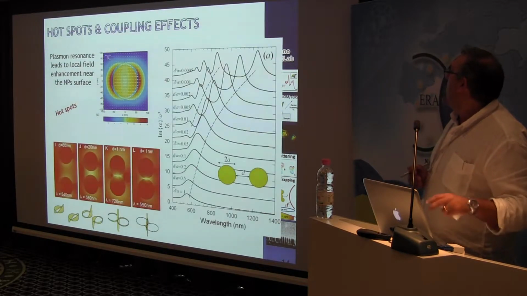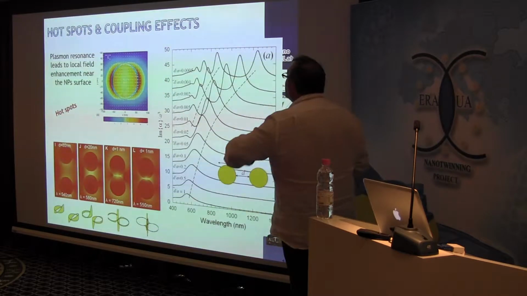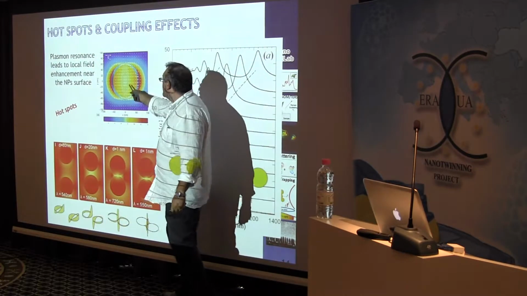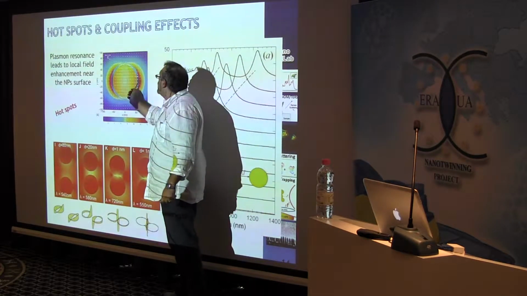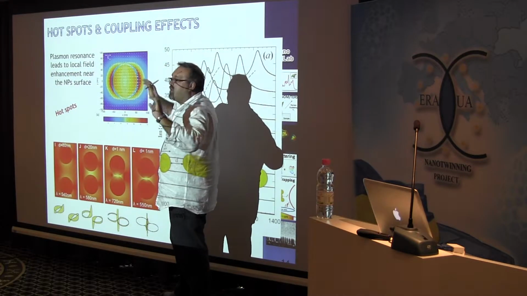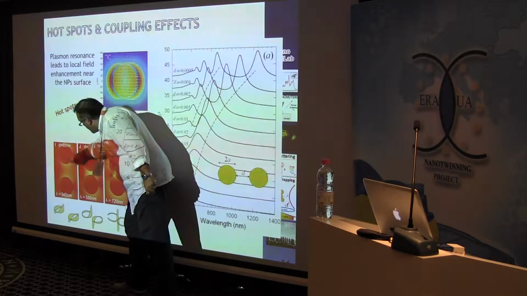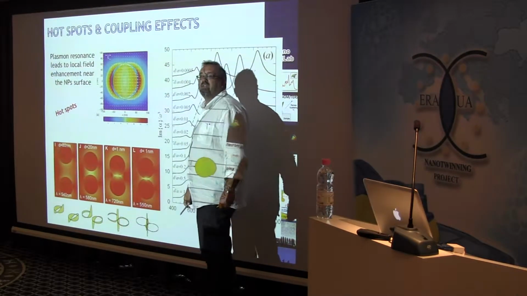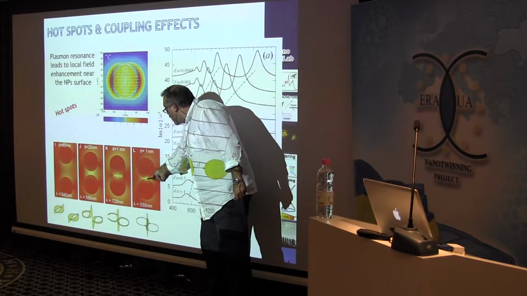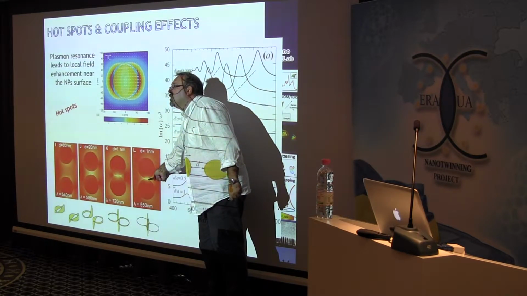So another thing that I would like to point out is that if you take a single nanoparticle, you will typically have two hotspots, if you take the dipolar resonance, at the edges. But if you take two nanoparticles and you approach them closer and closer and closer, you end up with one single hotspot at the nano-edge.